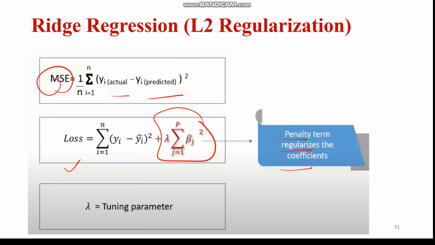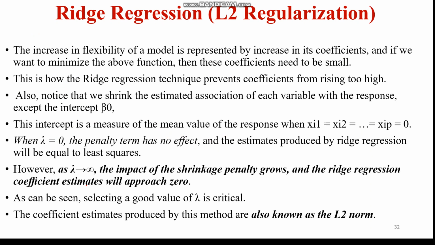So what is this over here? This is the penalty term that is added to the mean squared error, and we get the loss function over there. By using this we are getting the regularized model by adding the penalty, and lambda in this case is the tuning parameter. So basically in ridge regression, an increase in the flexibility of the model is represented by an increase in its coefficients. And if we want to minimize the above function, then the coefficients need to be small.